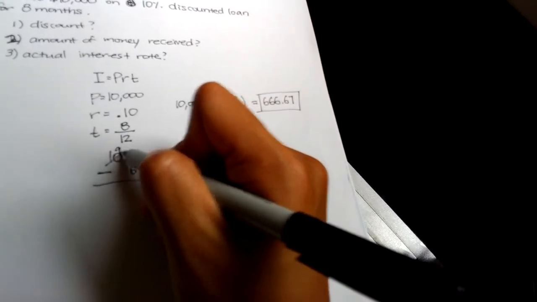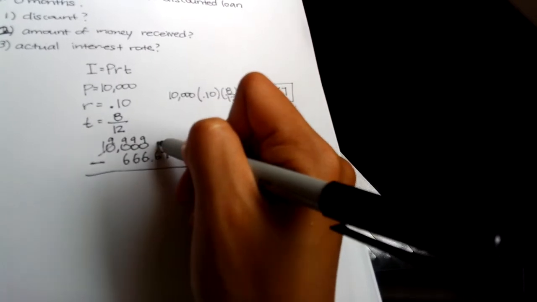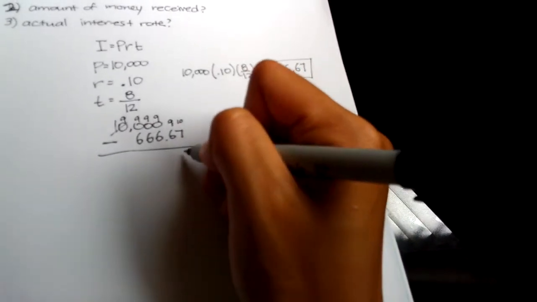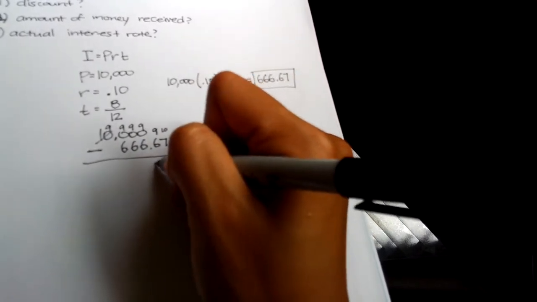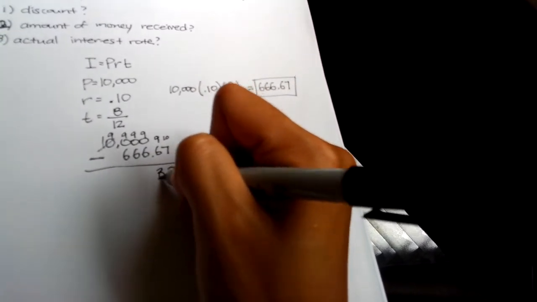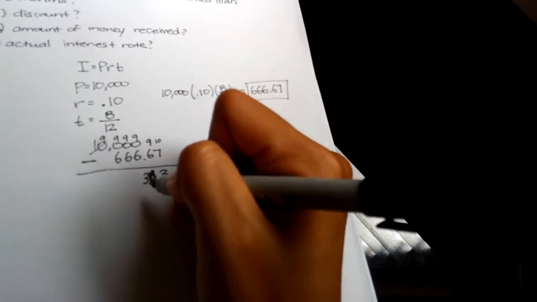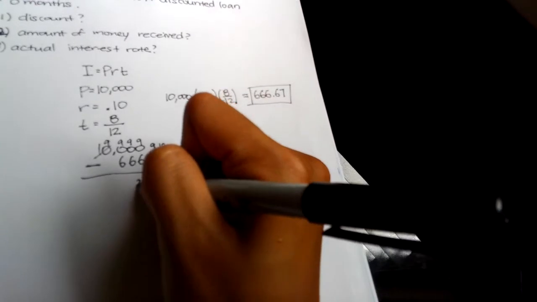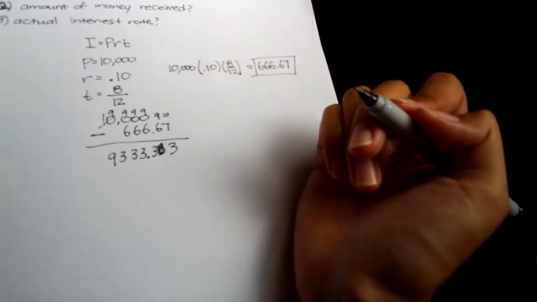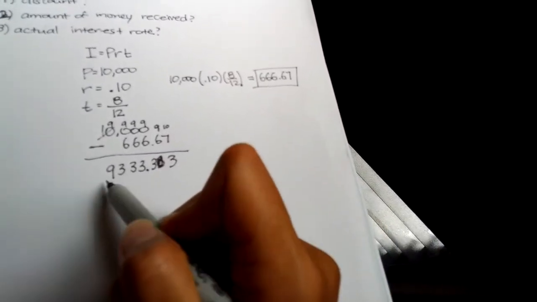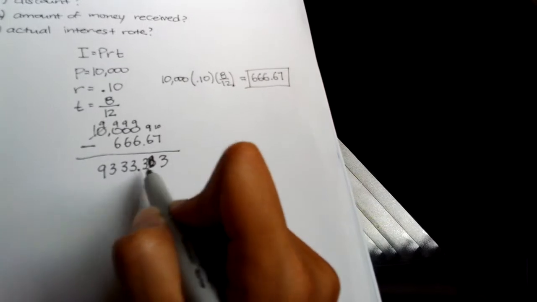So if we do that, it's 10,000 minus 666.67. In other words, the amount that we receive is $9,333.33.